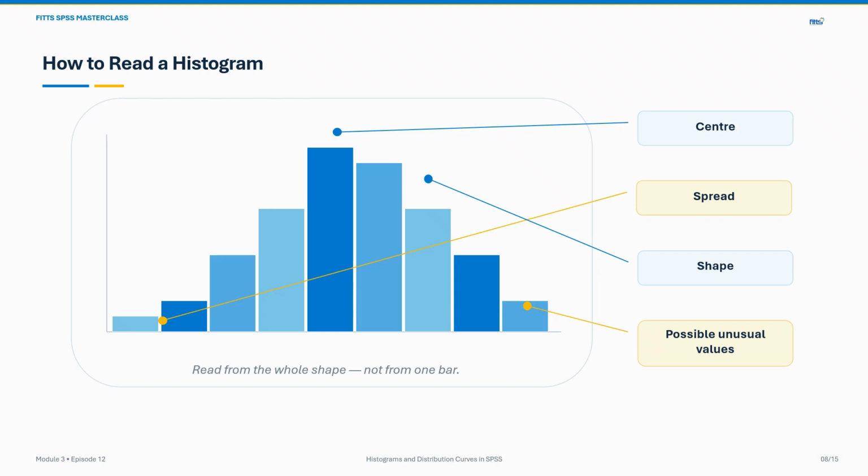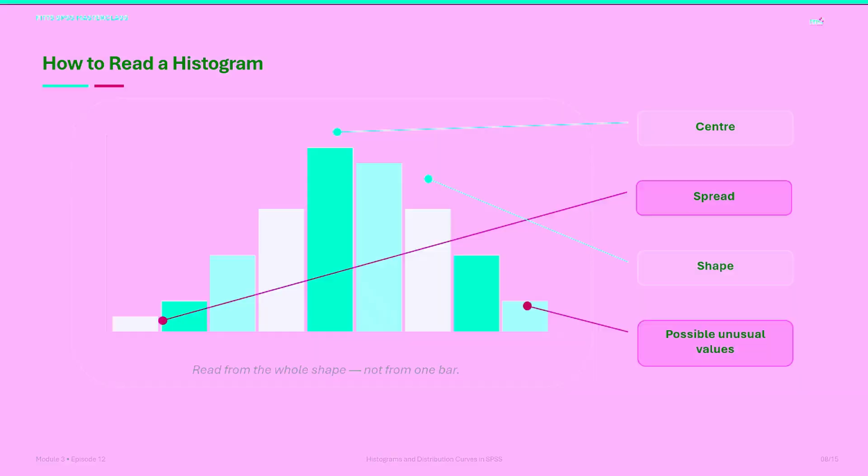And whenever you look at a histogram, train yourself to ask four simple questions. First, where is the center of the data? Second, how spread out are the observations? Third, what overall shape does the graph have? And finally, do you notice anything unusual, such as isolated values or unexpected gaps? And these questions should become second nature. The more histograms you examine, the more quickly you will recognize meaningful patterns. Remember, good researchers don't rush to conclusions. They start by making careful observations.